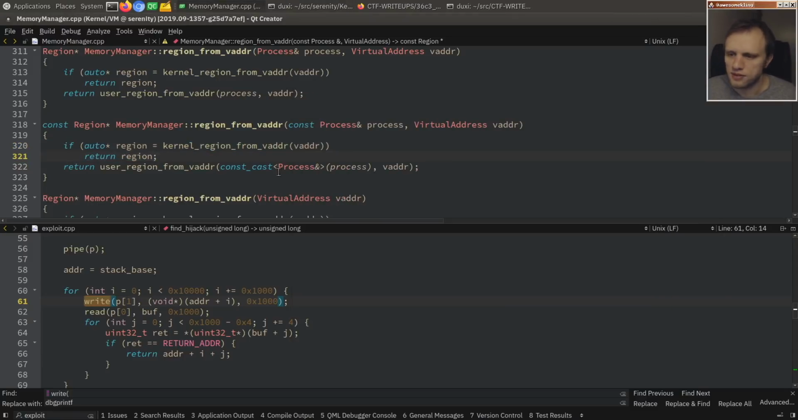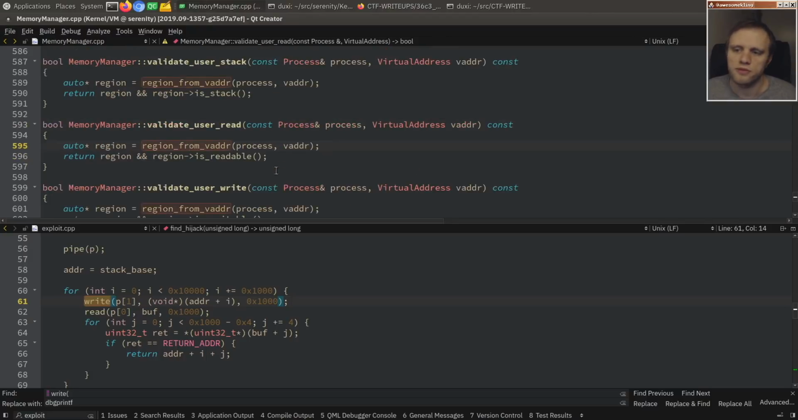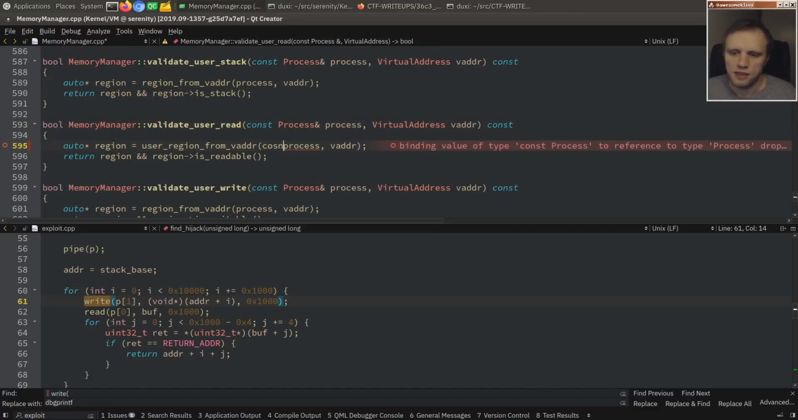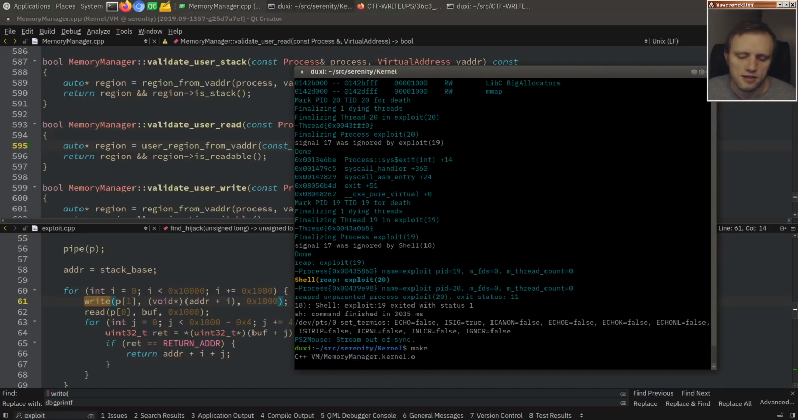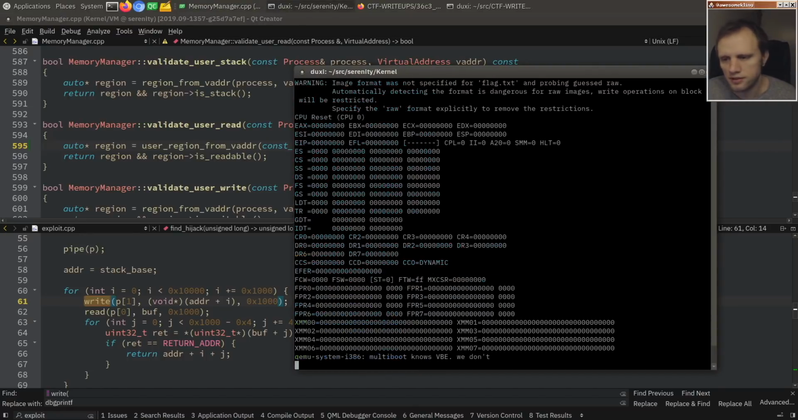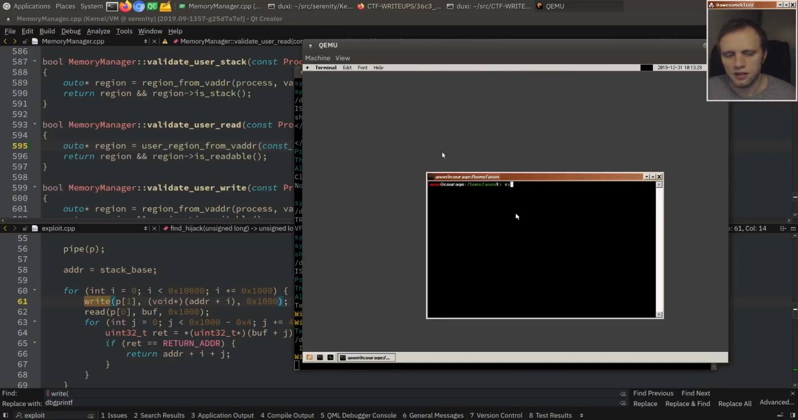It allows this. So the fix for this, basically, to stop the exploit from working, is validate user read should only consider user regions. And then we have to const cast the process because of the API. Basically, this is the simplest version of the fix. So if we do only this, then the exploit will not work.